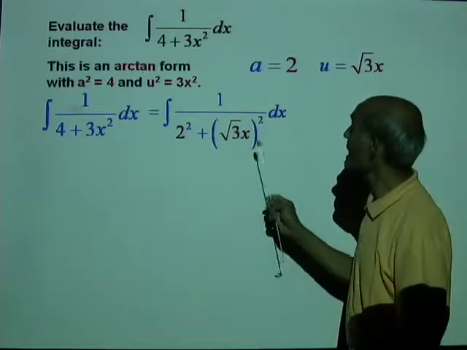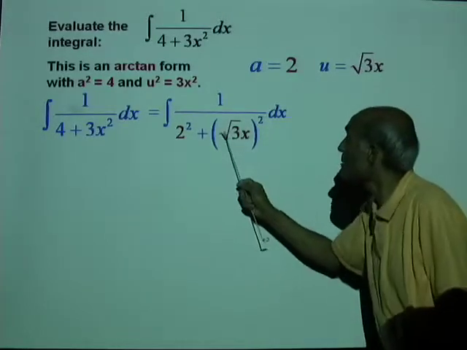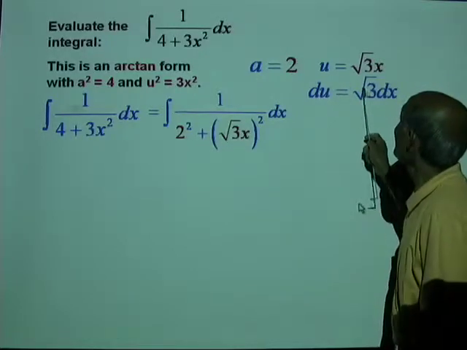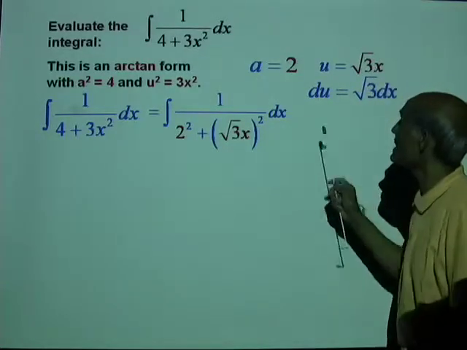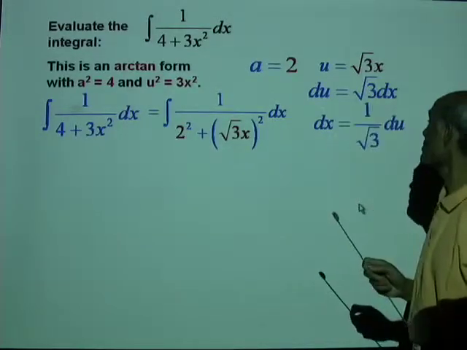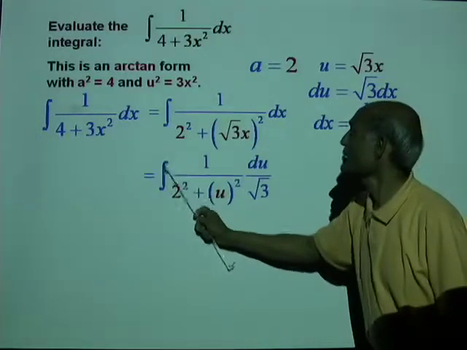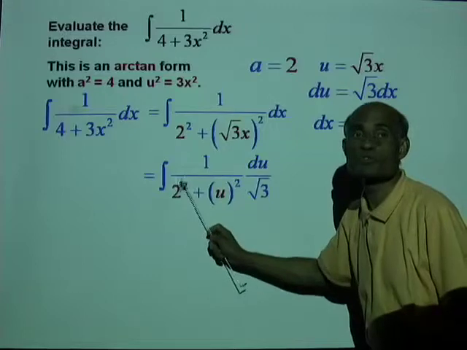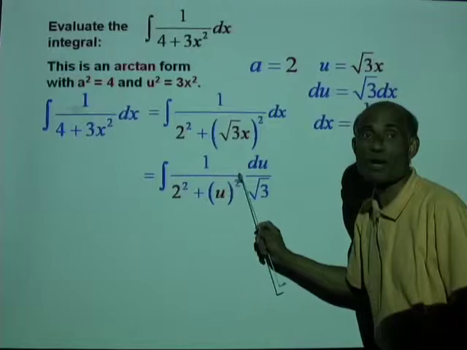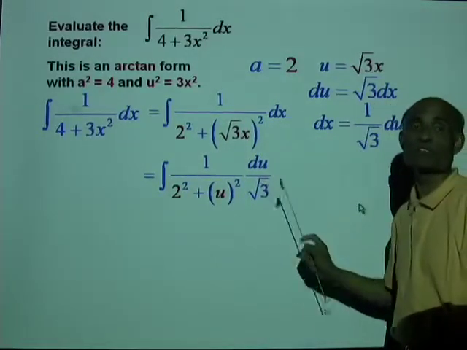Well, if that is the case, what is our dx then? When this becomes u, our dx needs to be replaced. So our du is equal to square root 3 dx. So our dx will become du divided by square root of 3. Okay, so this integral now is the integral of 1 over 2 squared plus square root 3x, now u, squared, times dx, which became 1 over square root 3 du.